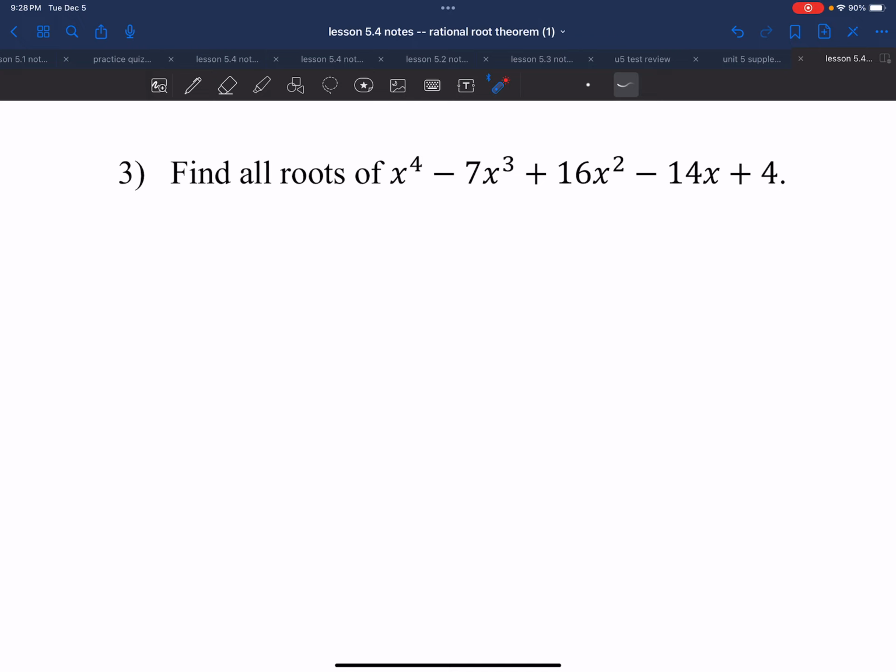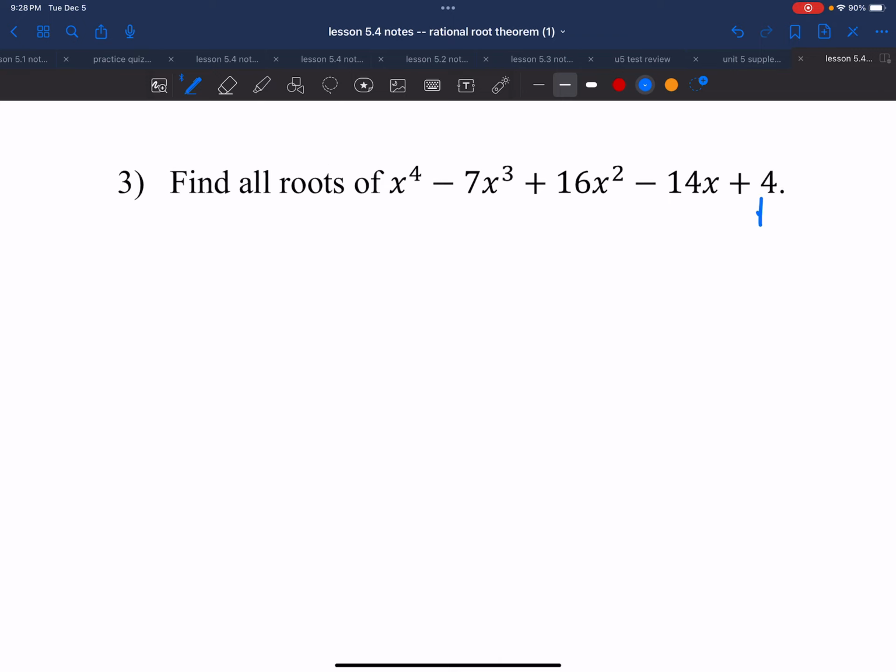All right, on to example 3. These are maybe a little bit more difficult just because of the techniques after. So I can see that P, the last term, is 4. The leading coefficient is 1. So I know it's going to be 4 over 1. It's going to be plus or minus 1, plus or minus 2, plus or minus 4. Those are the possible rational roots, because you take all the factors of 4 divided by all the factors of 1, and there you go.